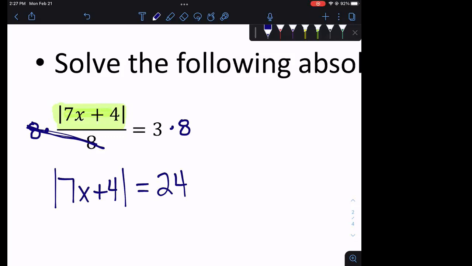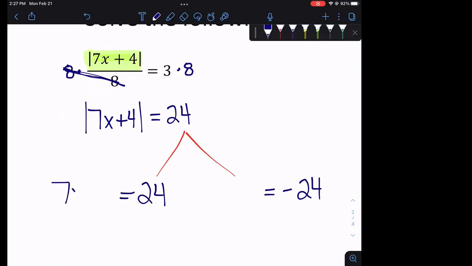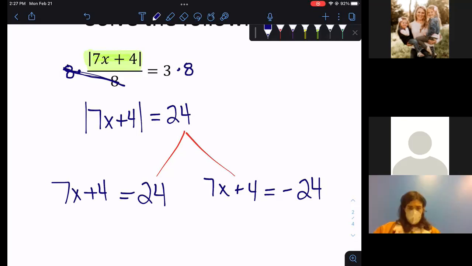Now that my absolute value bars are isolated, I'm going to go ahead and separate into my two problems. So the 24 is what gets separated. It's going to be positive 24 and negative 24 over here. And then the 7x plus 4 gets brought down. And now we have, again, our two equations that we can solve.